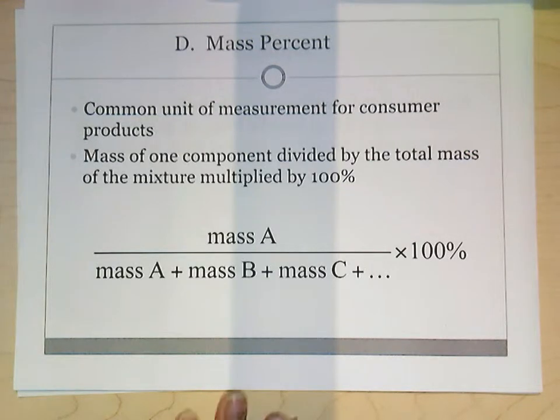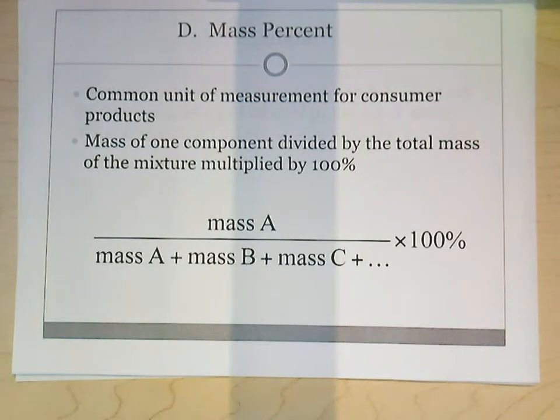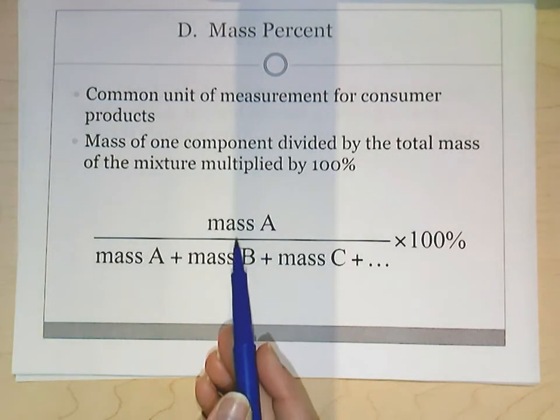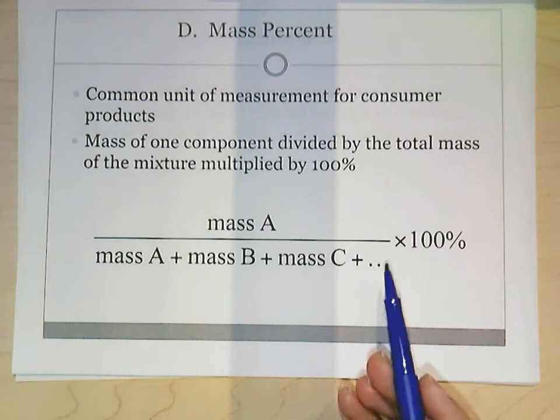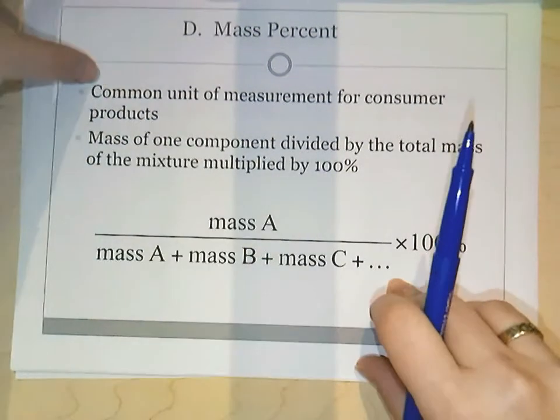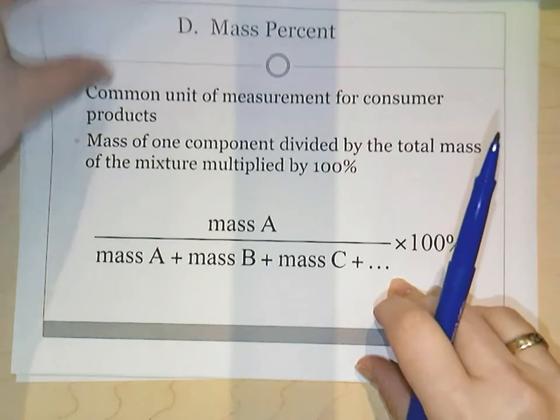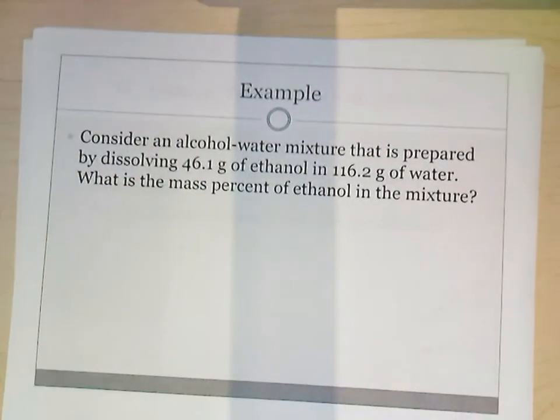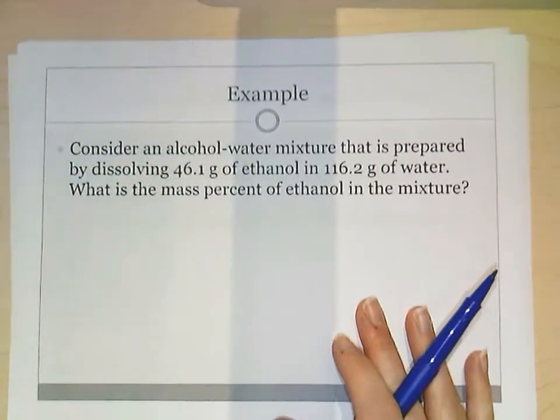And as the name implies, it is a percent that involves the mass of one component divided by the mass of all the components in the solution. So let's go ahead and do an example. Actually, I have 2 example problems today. Very exciting. Let's do the easy one first.